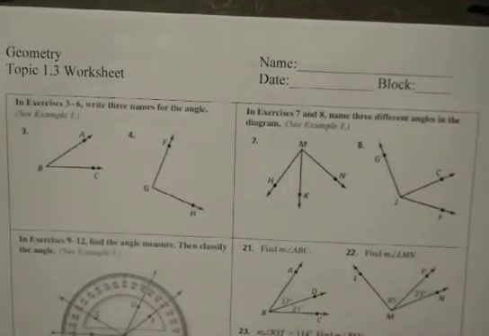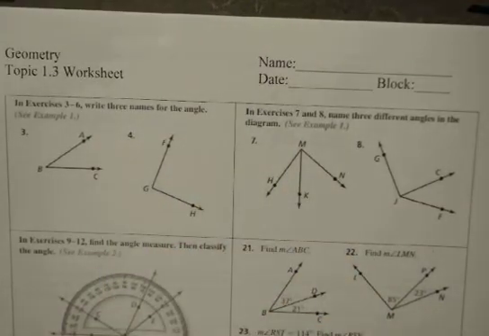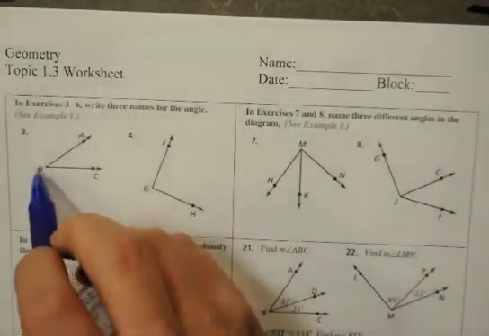This is the 1.3 worksheet. We'll go over some of the questions, not all the questions, but some of them. Hopefully it'll give you a good idea. Write the names for the angle. You could call this angle B.